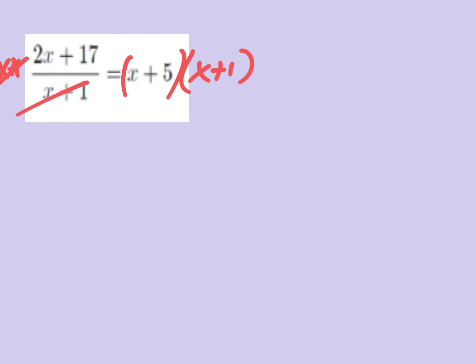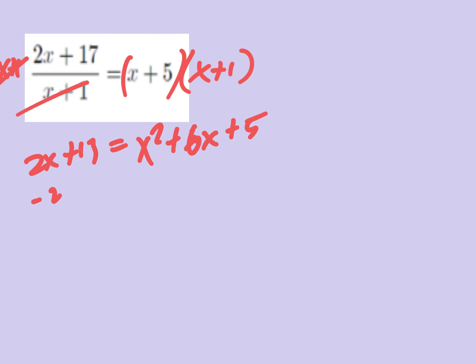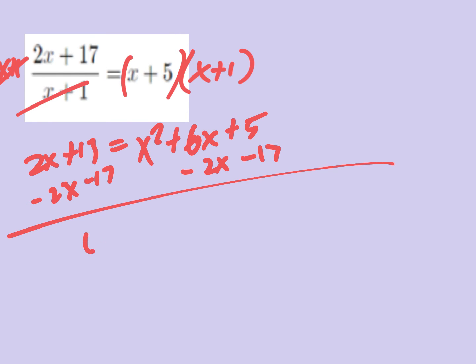All right, so here's how it should have gone. X squared plus 5x plus 1x makes 6x plus 5. And on the other side, 2x plus 17. Then, personally, I would subtract the 2x and the 17 at the same time.